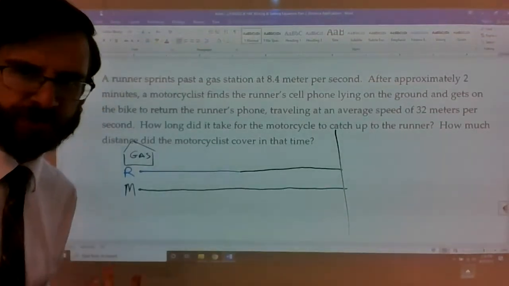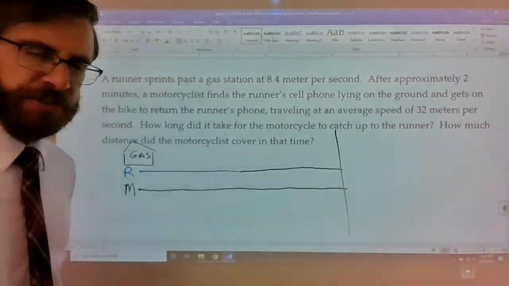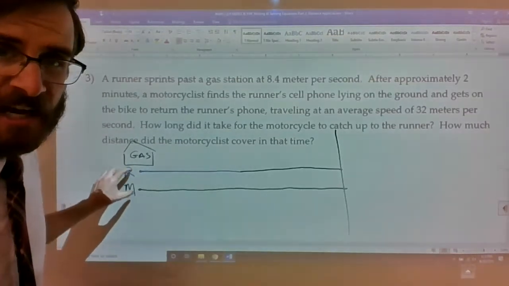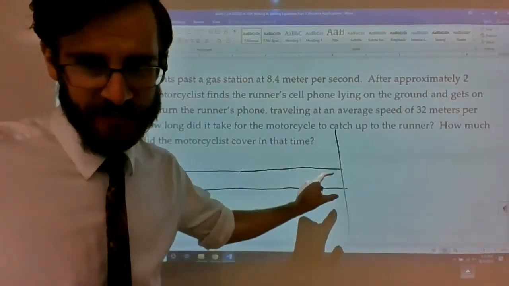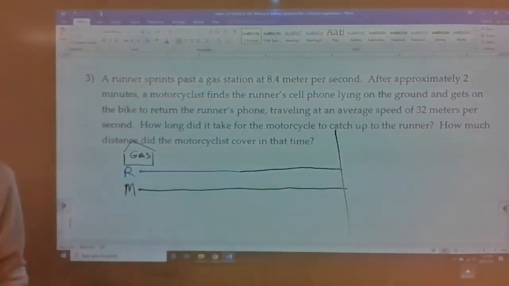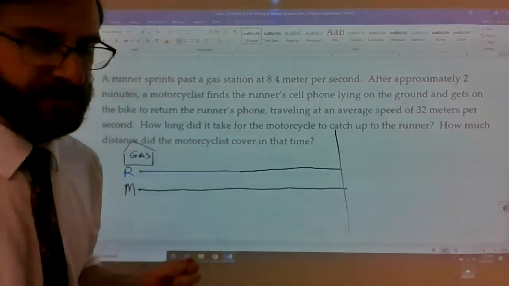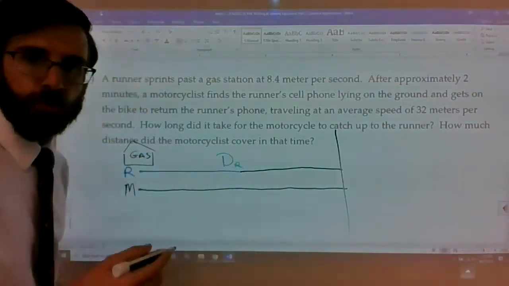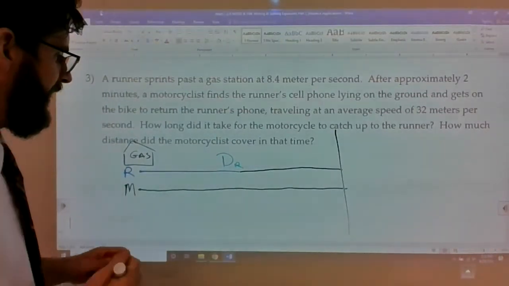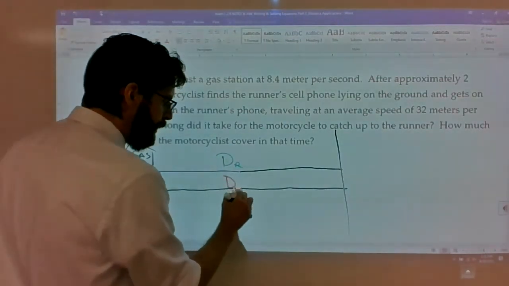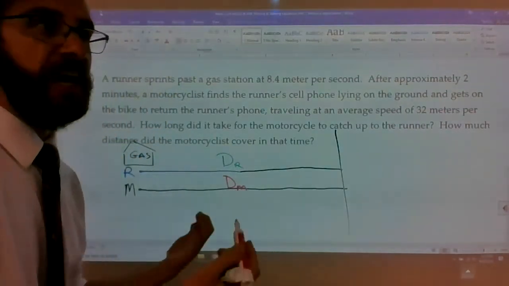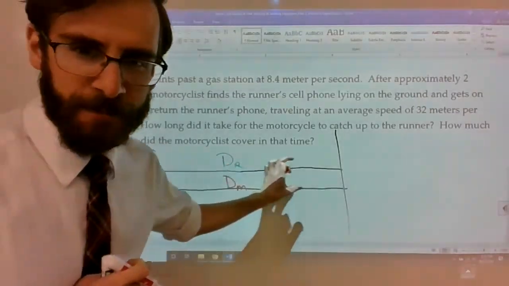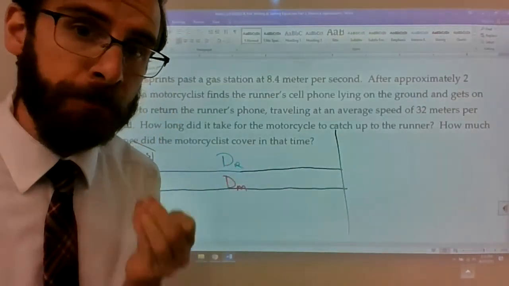So when you just look at this visually, the first thing that should come to mind is that the runner and the motorcyclist covered the exact same distance in this scenario. So the concept here is the distance that the runner ran and the distance that the motorcyclist cycled should equal each other because they both went the same distance. That's how catching up problems work.